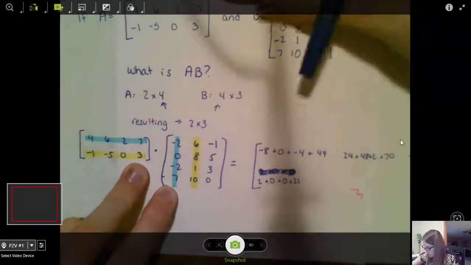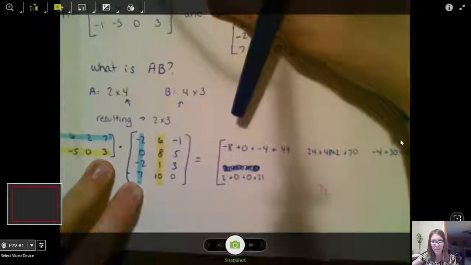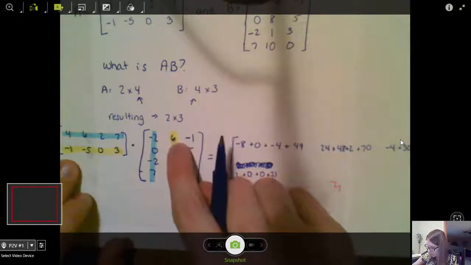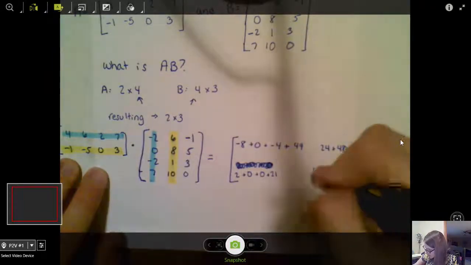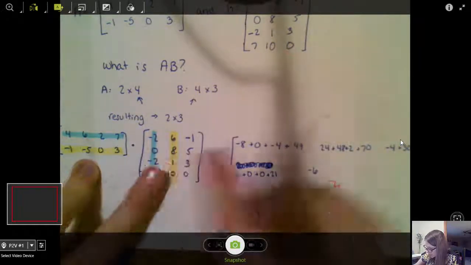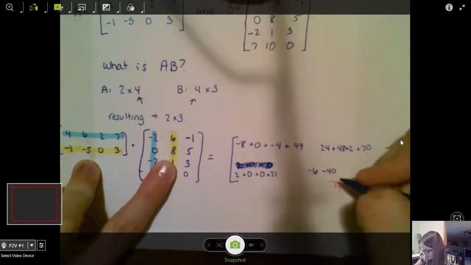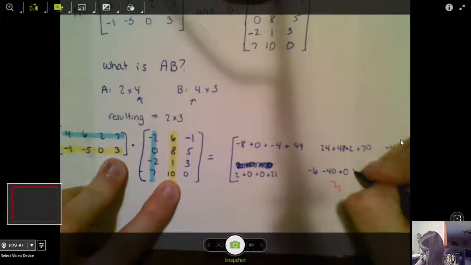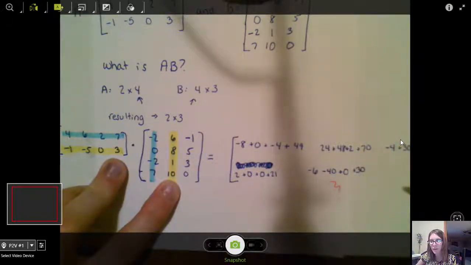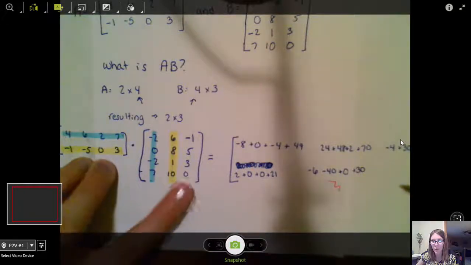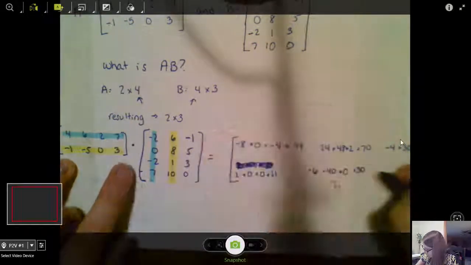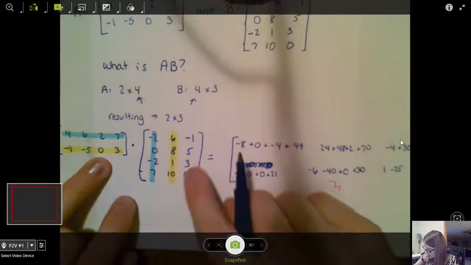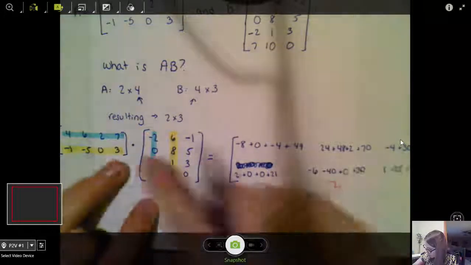And then we keep going, that second row with our second column now. Negative 1 times 6 plus negative 5 times 8 plus 0 times 1 plus 3 times 10. And then finally, my second row with my last column, negative 1 times negative 1, negative 5 times 5, 0 times 3, and then 3 times 0.